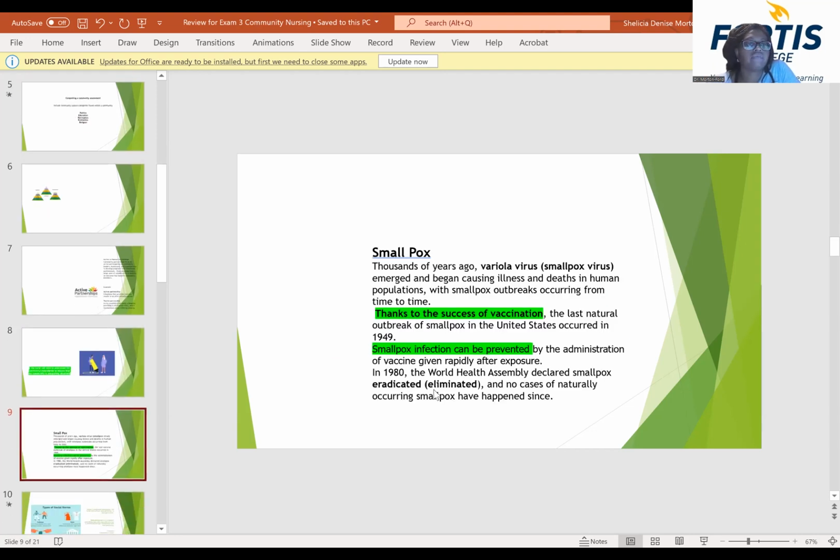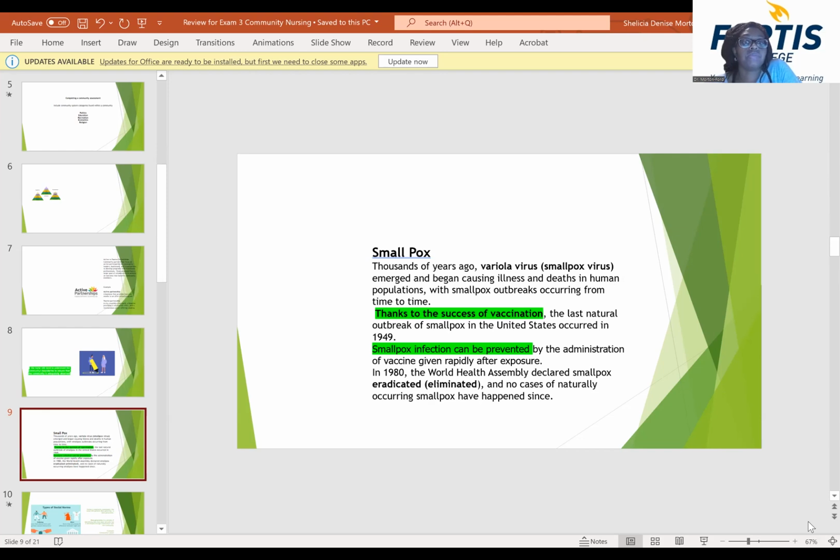And we talked about several disease processes. One here is smallpox. It occurred thousands of years ago, and it is caused by the variola virus. And we talked about bioterrorism. This is an agent that could be used for a bioterrorism act. So think about, if that was to occur, what should we, the nurse, expect the intervention to be?